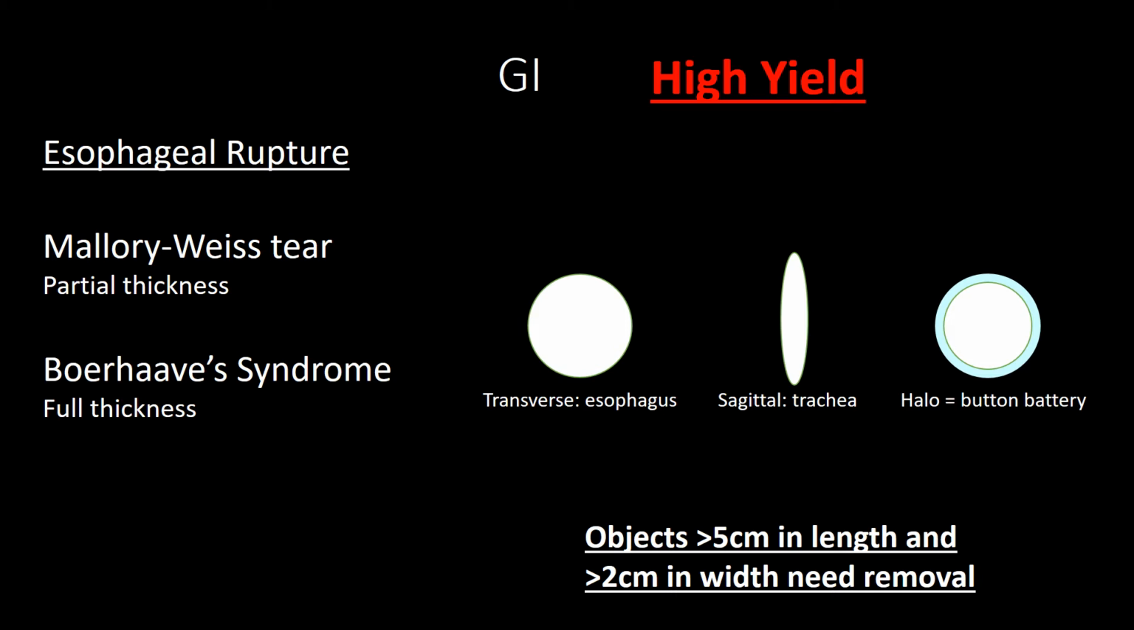If the patient has swallowed a magnet, one is okay to watch and wait, but multiple magnets can lead to bowel perforation while moving across the bowel wall, and it can ultimately lead to death. And then my last little tidbit for this high yield slide is objects that are longer than 5 centimeters and wider than 2 centimeters need endoscopic removal.